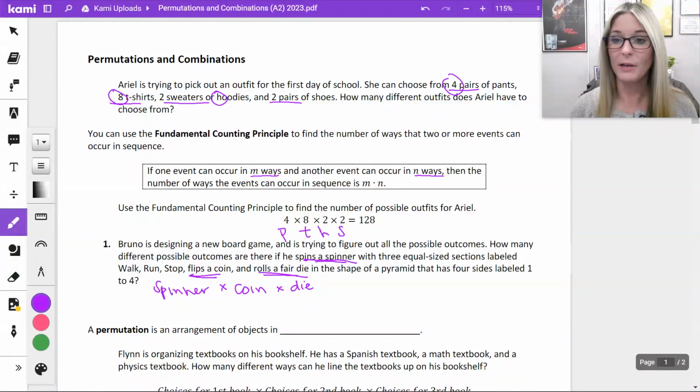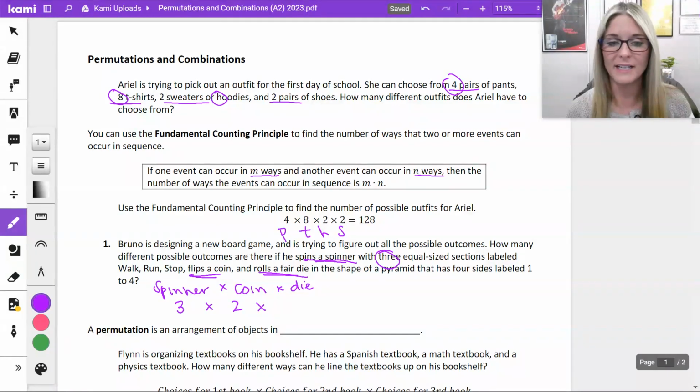And I've gone ahead and put in my multiplication symbols because we're looking for all these possible outcomes. We're using that fundamental counting principle. So we're multiplying all of those together. The spinner has 3 sections there, so 3 chances on that. Our coin has 2 sides, and then the die is in the shape of a pyramid with 4 sides, labeled 1 through 4. So if I multiply those all together, we get 24 different possible combinations for his board game.